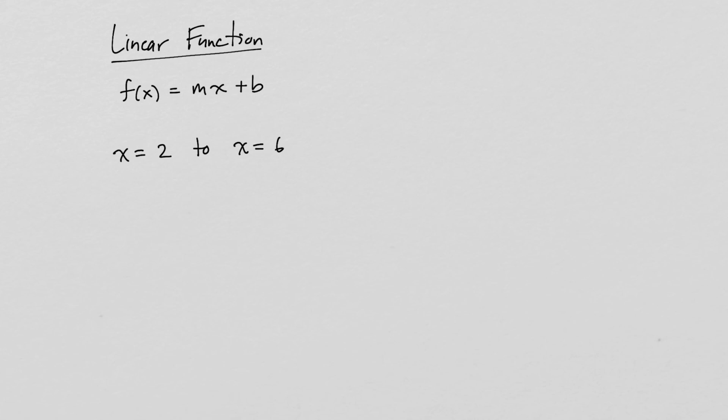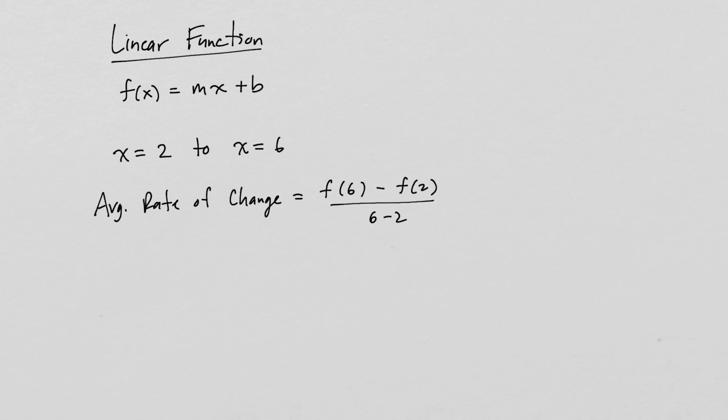So the average rate of change we know is going to be f of 6 minus f of 2 divided by 6 minus 2. Now, f of 6, we're just going to plug 6 in for x here. So when you plug in 6, you get m times 6, which is 6m, plus b, minus, and then f of 2 is going to be m times 2, which is 2m, plus b. And we're going to divide that by 6 minus 2, which of course is 4.